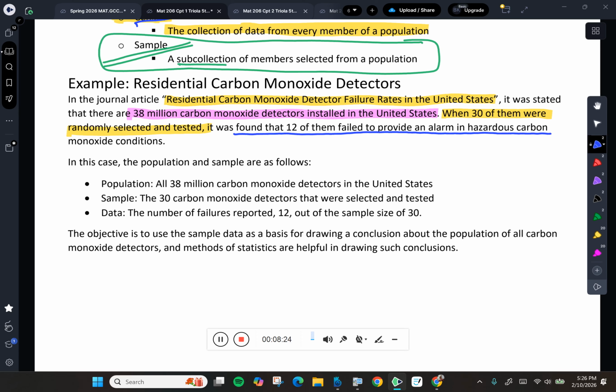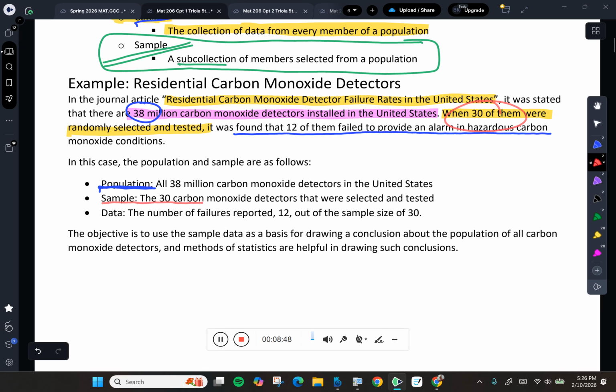Well, the 38 million, that's our population. That is all of the carbon monoxide detectors that we wish we could get information about. Obviously, we can't get all of them. So we grab some of them, 30 of them. Since we grab some of them, that's going to be our sample. That's going to be the subset from the population. We didn't get all of them, we got some of them.